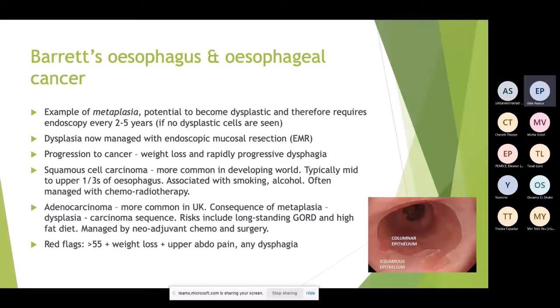Squamous cell carcinoma is the most common worldwide type of esophageal cancer. It's typically in the mid to upper third of the esophagus, and it's associated with smoking and alcohol. That's often managed first with chemoradiotherapy. Adenocarcinoma is more common in the UK, and that's often a consequence of this Barrett's change. Risks include long-standing GORD and high fat diet. That is managed by neoadjuvant chemo with esophagectomy. Red flags for scoping: somebody over 55 with weight loss and upper abdominal pain, or any person with progressive dysphagia, even if they're younger than 55.